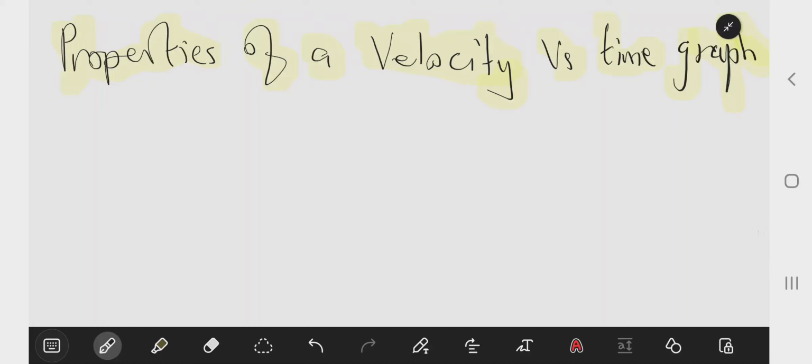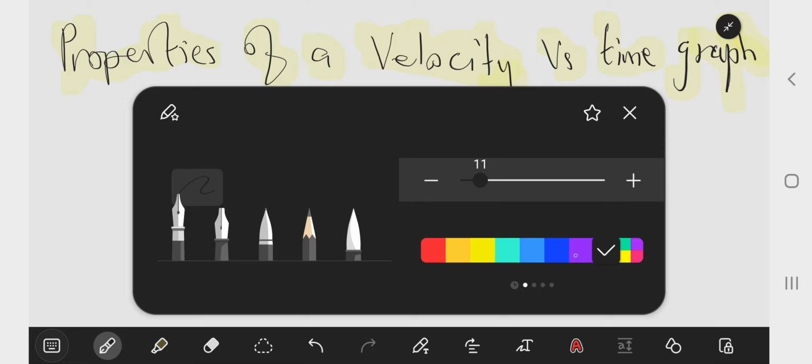Welcome to part 2 of the vertical projectile motion velocity time graph, and in this video I'll be explaining the properties of a velocity time graph. But just to recap on the last video, we answered two questions, right?